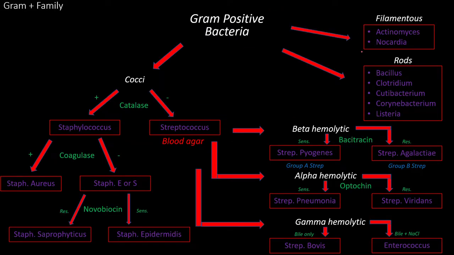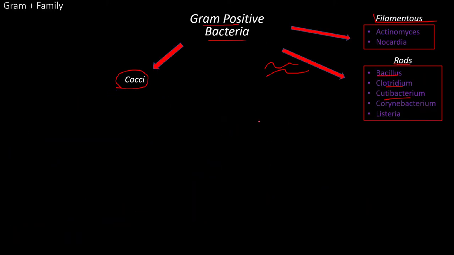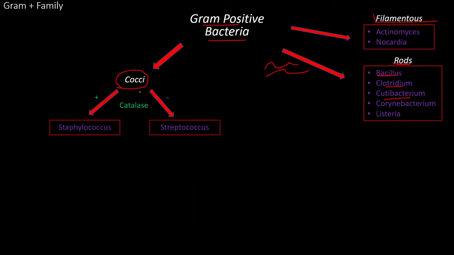So this is that family, right? Bacillus, Clostridium, Cutibacterium, Corynebacterium diphtheriae, Listeria. Okay? Now let's get back to cocci. Now here is the major family tree that you should know about for Gram-positive bacteria. So cocci can either be staphylococci or streptococci. Now, if you look through a microscope, sometimes you can tell if it's Staphylococcus or Streptococcus, right?